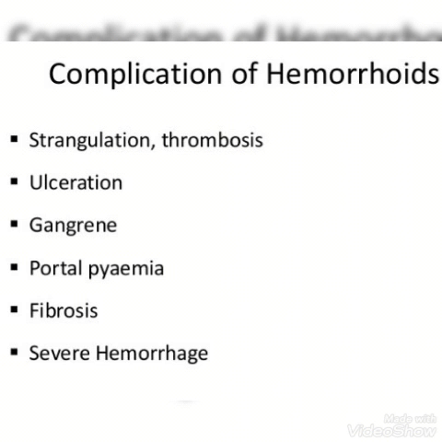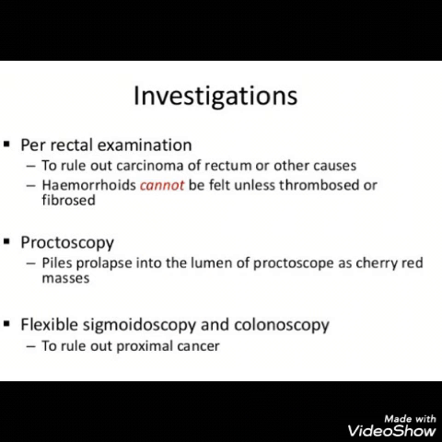Complications of hemorrhoids include strangulation, thrombosis, ulceration, gangrene, portal pyemia, fibrosis, and severe hemorrhage. There could be chronic anemia, and rarely massive bleeding can occur due to portal hypertension. Ulceration and secondary infection can also occur.